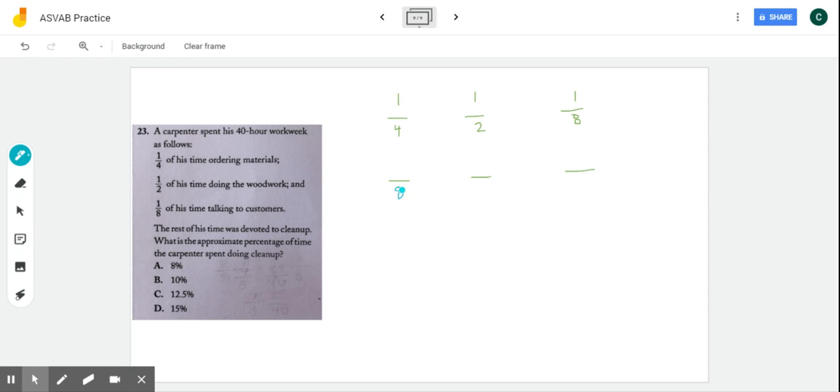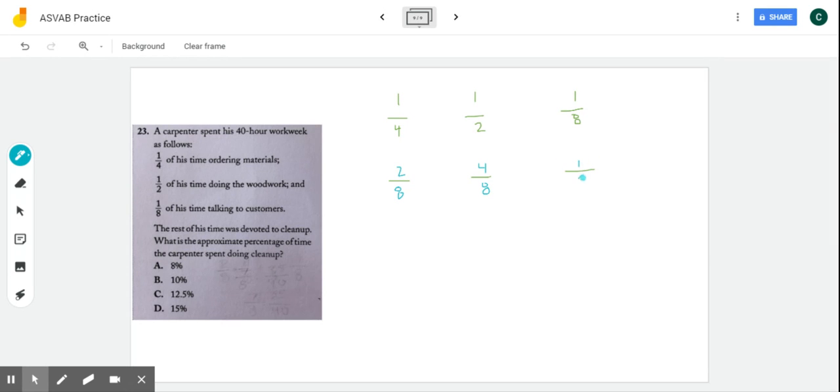4 times 2 gives me 8. So then I have to multiply the top by the same thing. 8. And we need a fraction of half. So 4 out of 8 is equal to half. 2 times 4 gives me 8, 1 times 4 gives me 4. And then 1/8 just stays the same because our denominator is already 8.